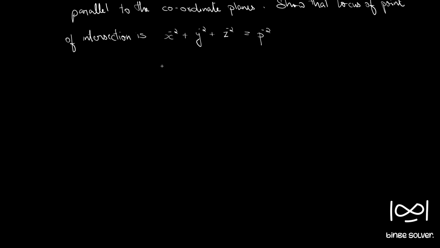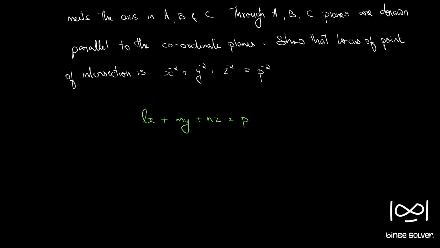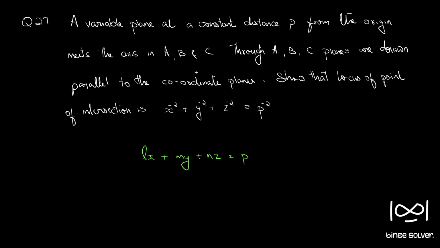So, we'll just begin with the normal form of the equation of a plane. The normal form of the equation of a plane is given by lx plus my plus nz equal to p, where p is the distance from the origin and l, m, n are the direction cosines of the normal from the origin to the plane. Now it is given that a variable plane at a constant distance p, so we have taken that, from the origin meets the axes in A, B, C.